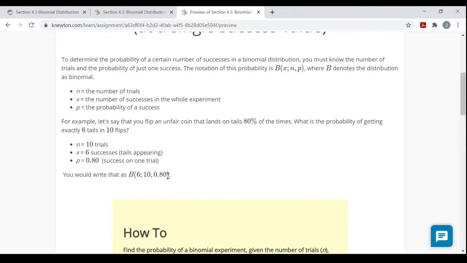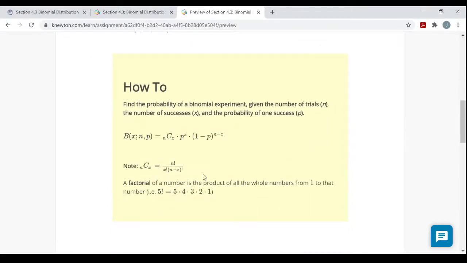And they'd write this probability out as b of 6, semicolon. I want to find the probability of getting exactly 6 successes, and there are 10 trials. Probability of success on each trial is 0.8. Now, here's the formula for this. Now I'm going to show you a couple different ways to find these probabilities. So I'm going to pull up a piece of paper now, and I'll show you a couple ways. One with your hands, with just writing it out. Also on a calculator.